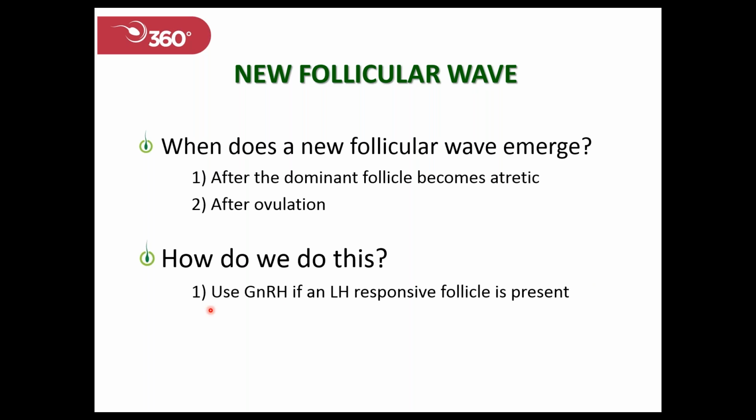So how do we do this? We know that we can use GnRH if we have an LH responsive follicle, i.e. greater than 10 mm. Or, as explained, we can use the combination of estradiol and progesterone together to suppress the gonadotrophins and cause the dominant follicle to become atretic.